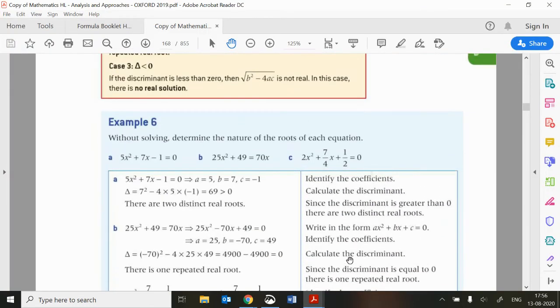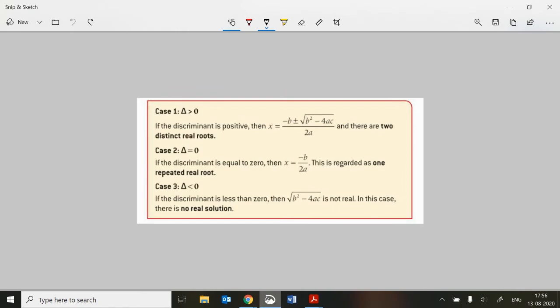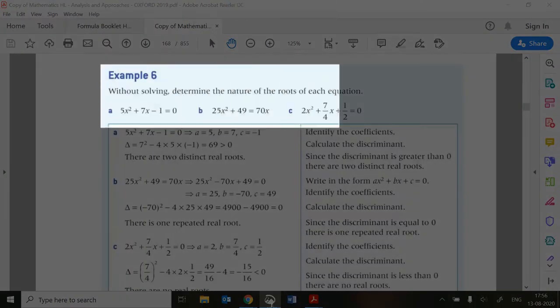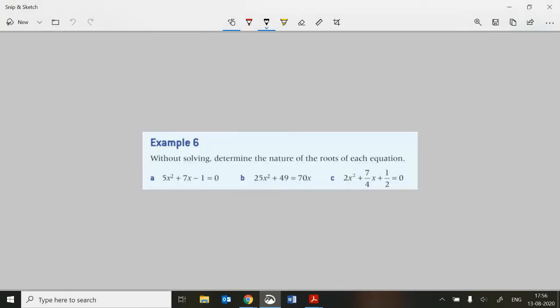And I think there's 3 questions here. So let's have a look at this one here. For example 6, it says, without solving, determine the nature of the roots of each equation. The nature of the roots, really how many roots is what we care about here. We don't care whether they're positive or negative or even or odd. We care about how many we have. So let's just take this one, for example.